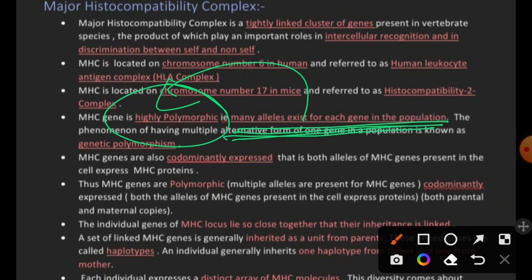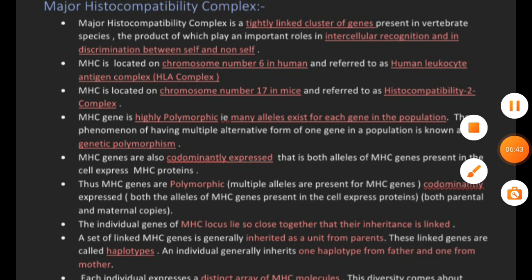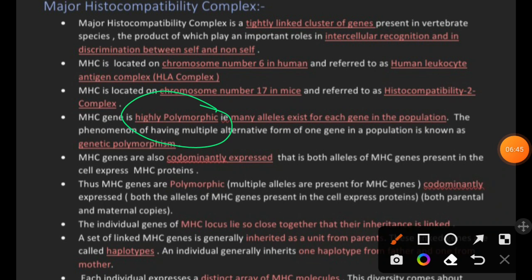But not all MHC genes are polymorphic, because when we talk about MHC class 1 and class 2 molecules, I will tell you in those videos that there are various genes that are conserved, and it is very important to remember which MHC genes are conserved and which are highly polymorphic. We will talk about that, but for now remember that MHC genes are highly polymorphic.